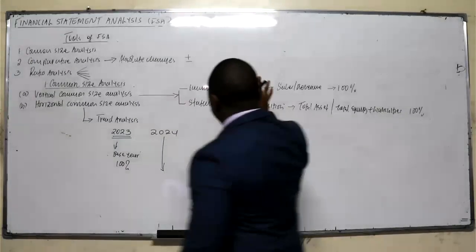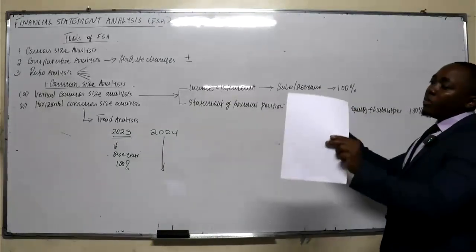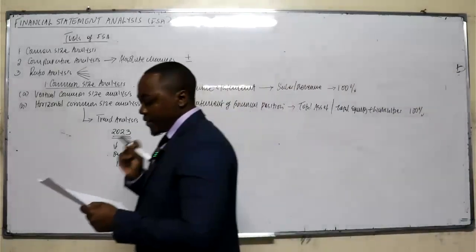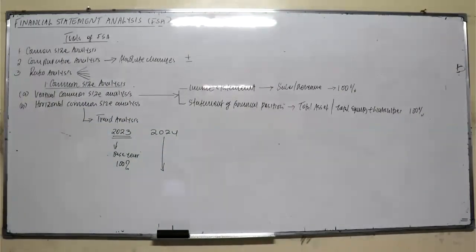For the income statement, the base case will be the revenue. You hold the revenue 100%, then you express all the other items in the income statement as percentage of sales. Now, the third point: the base account for the statement of financial position, that's the balance sheet, is the total assets or total equity and liability. Also underline that. And every item in the balance sheet, that's the statement of financial position, is expressed as percentage of total assets, holding the total asset as 100%.